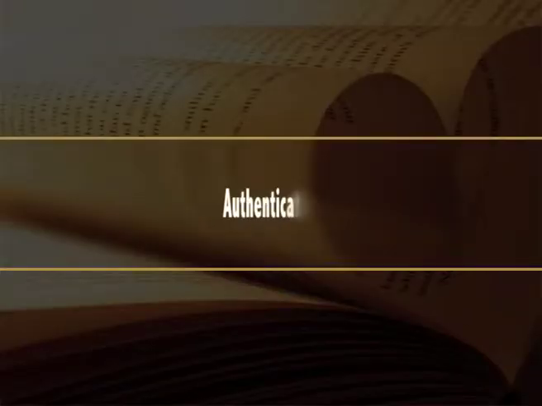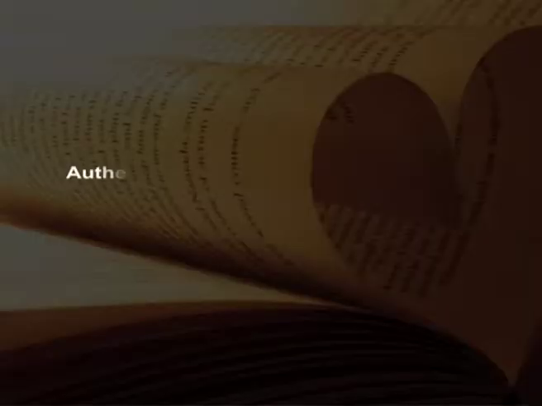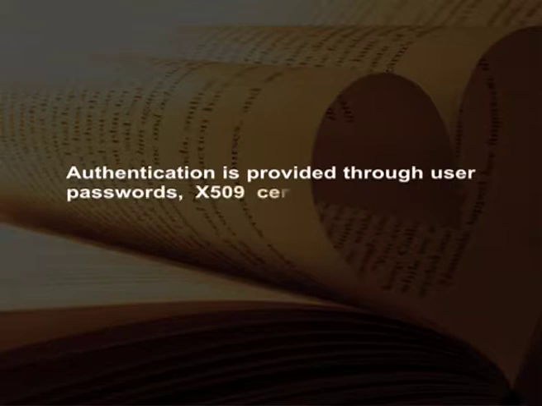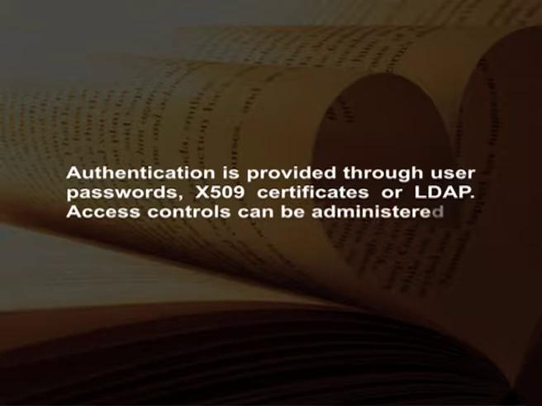The major features of Dspace are: A. Authentication. Dspace allows contributors to limit access to items in Dspace at both the collection and the individual item level. Authentication is provided through user passwords, X509 certificates, or LDAP. Access control can be administered by only authorized users.